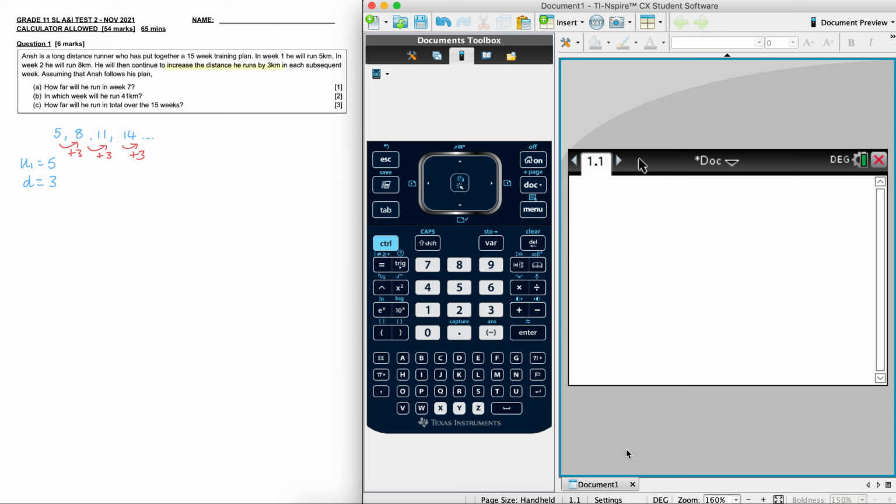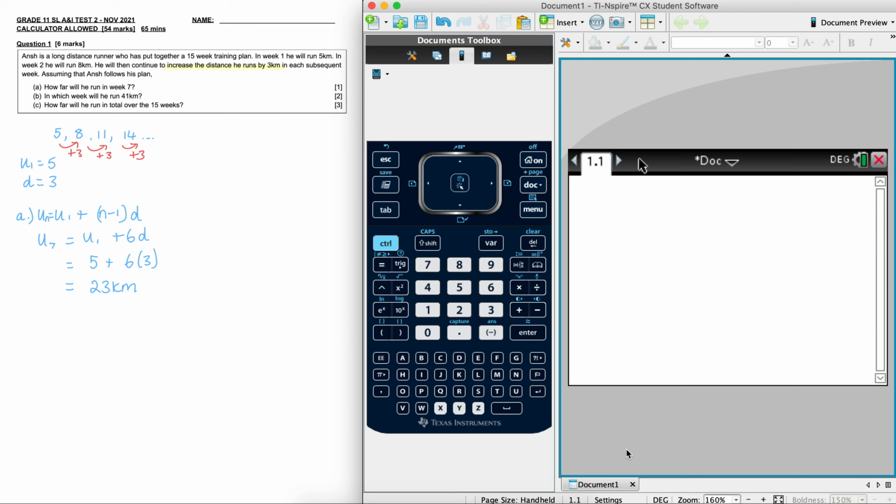So if we think about the formula there, it's U1 plus n minus 1 lots of the difference. And this is available in your formula book. And that can give me any term that I want to find. So let's call it Un. So we want to find the 7th term, and therefore it gives me 5 plus 6 times 3, and therefore I get my answer of 23 kilometers.